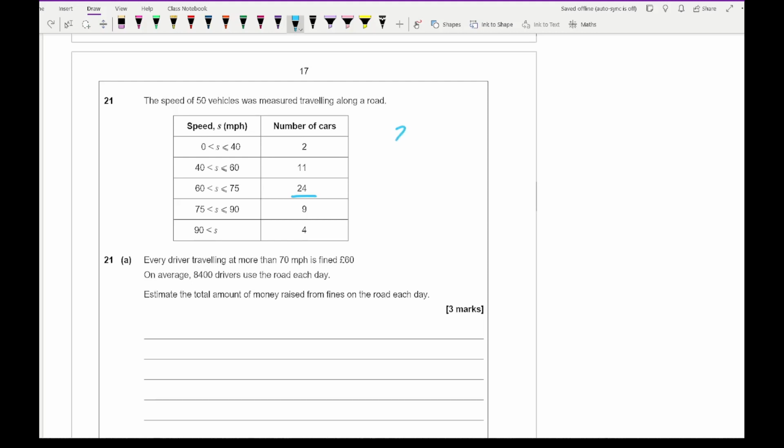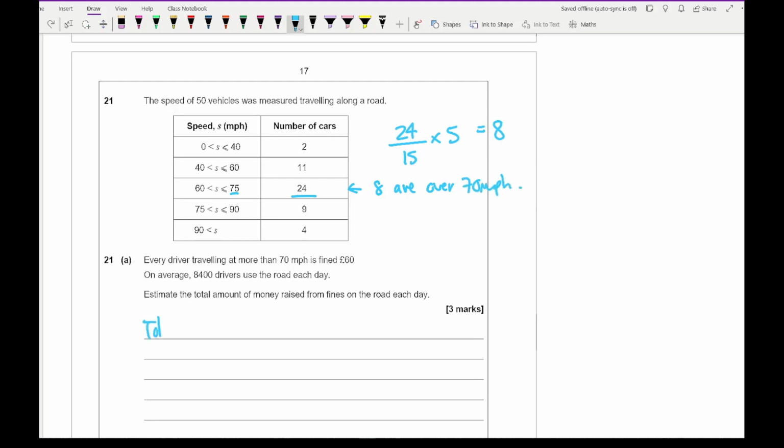So for this, what we've got is if we divide 24 by 15, which is the class width, we get an answer of, and I then multiply that by how many are over 70, which is going to be 5. So if I multiply that by 5, I get 24 divided by 15 times 5, I get an answer of 8. So that means that from this group, 8 are over 70 miles an hour.